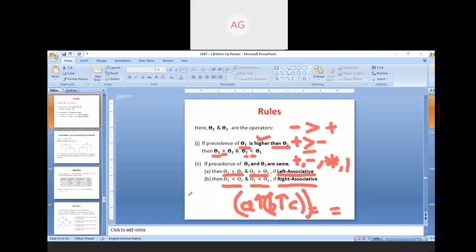In the same way, in the case of the assignment operator, if we have A equal to B equal to C, then we first calculate B equal to C, and after that we calculate A equal to and the rest of the expression, because it follows the right associative principle. So these are the rules. Moving to the next slide.